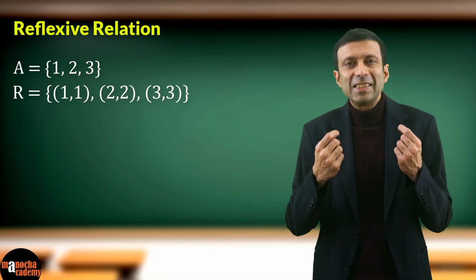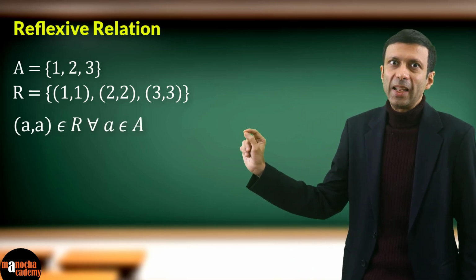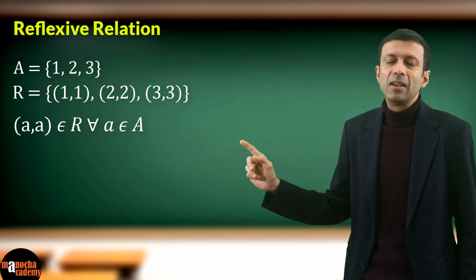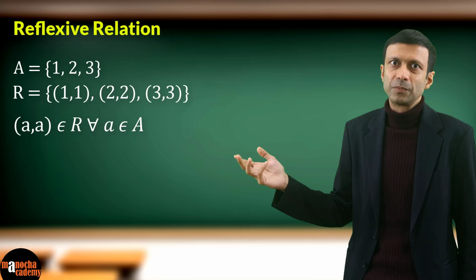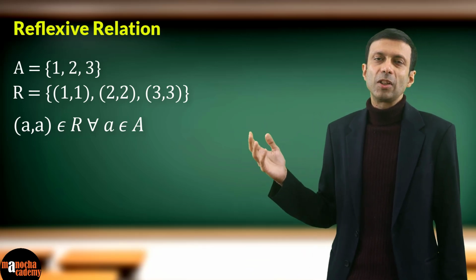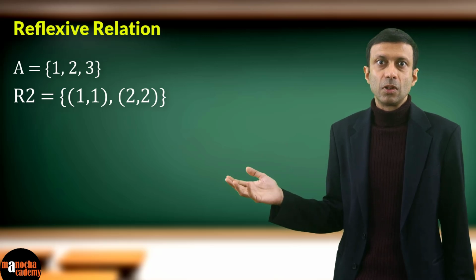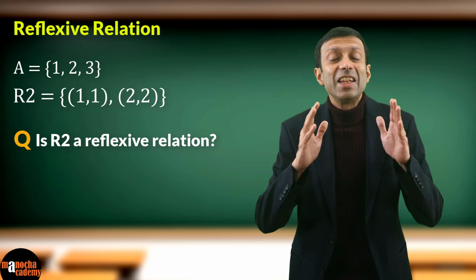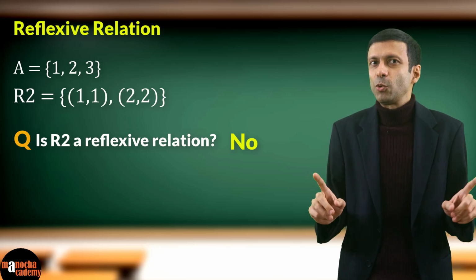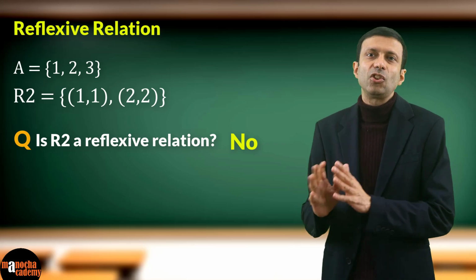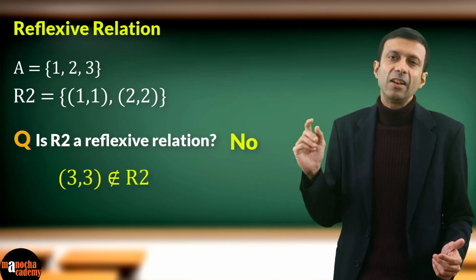A relation R in a set A is called a reflexive relation if (a, a) belongs to R for all a being an element of capital A. So what is the formal condition? Remember, small a is the element and capital A is the set here. Now for the set A containing 1, 2, 3, let's consider another relation R2 which contains (1, 1) and (2, 2). So is this R2 reflexive? The answer is no, because (3, 3) does not belong to R2. Remember, all the elements have to be covered. So it should contain everything: (1, 1), (2, 2) and (3, 3). R2 is not reflexive just because it contains two of those. It should contain (3, 3) also.